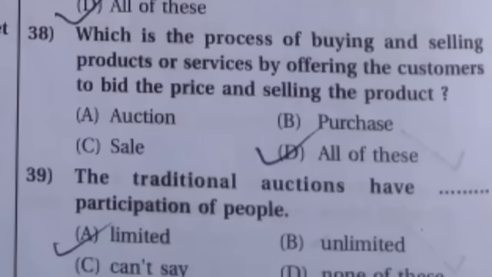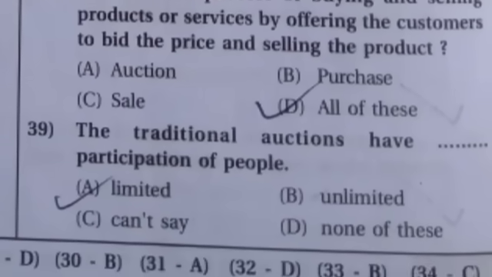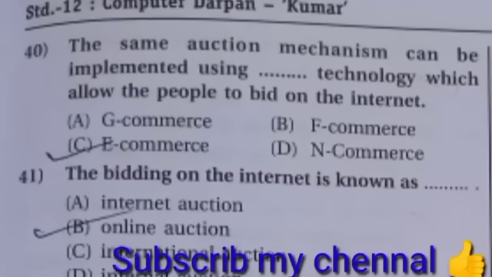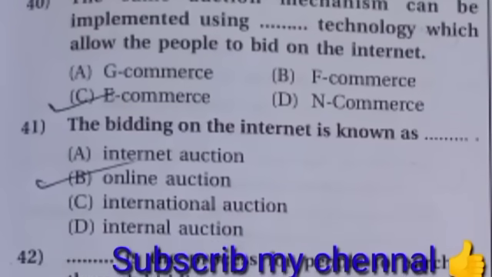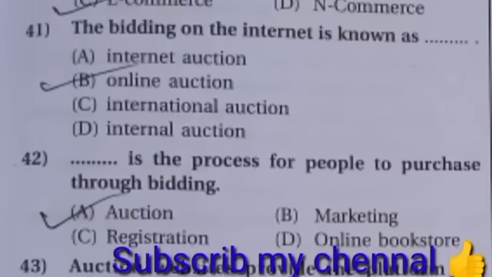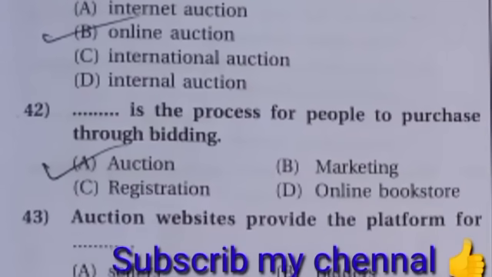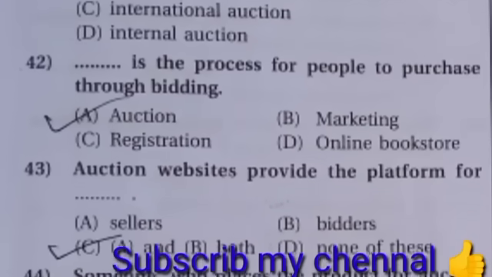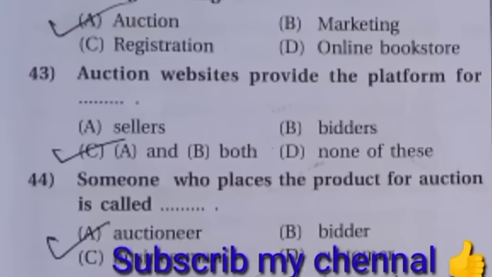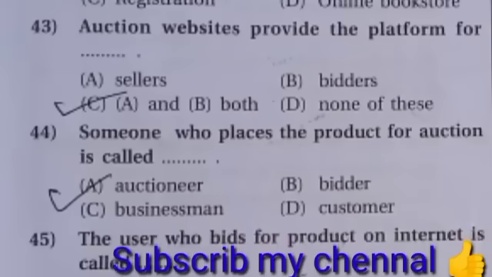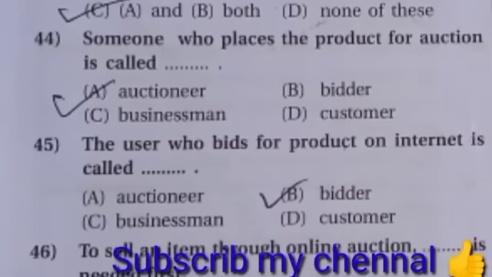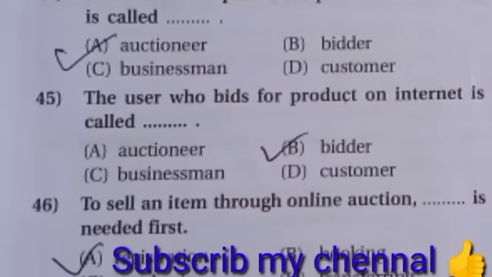The traditional auctions have dash participation of people. A, limited. The same auction mechanism can be implemented using dash technology, which allows the people to bid on the internet. C, e-commerce. The bidding on the internet is known as dash. B, online auction. Dash is the process for people to purchase through bidding. A, auction. Auction website provide the platform for, C, A and B both.